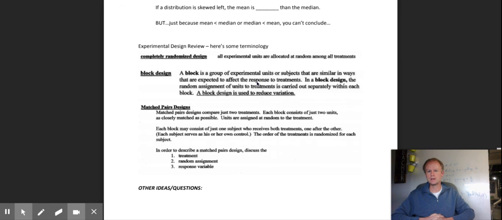Block is when we group the subjects or experimental units in some kind of similar way. I mentioned gender. Maybe you're trying to figure out if ethnicity has some impact on something. Maybe you could group by ethnicity or by gender or by weight or by height, things like that. Whatever you might think might impact the response to those treatments. And then the last one there is matched pairs. This is similar to block, except our blocks are size 2. So we just are comparing 2 treatments when we do matched pairs.